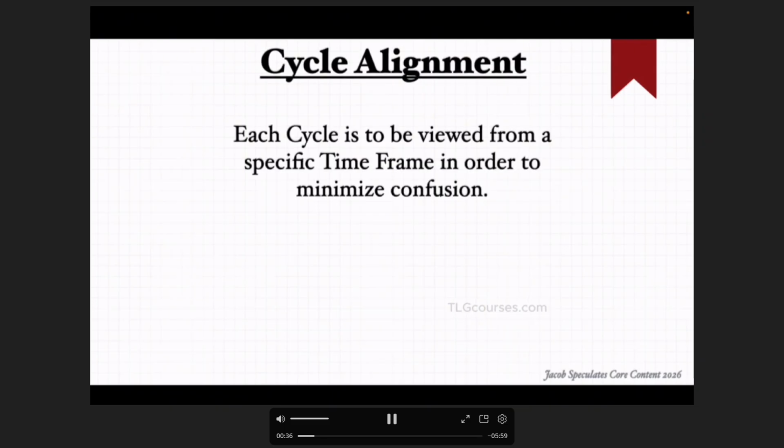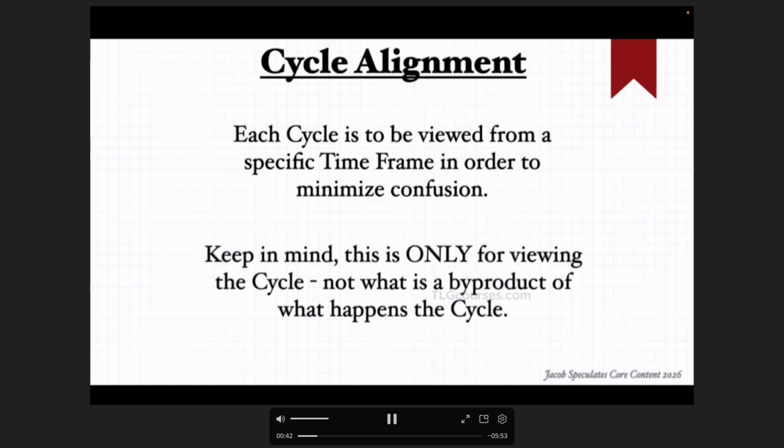Each cycle is to be viewed from a specific time frame in order to minimize confusion. And keep in mind, this is only for viewing the cycle, not what is a byproduct of what happens on the cycle. So it's extremely important to understand which time frame to use when viewing each cycle. This matters for things later down the line, because certain things come about that you can only see if you are aligned with the proper time frame. Now, if you are looking for things to do after a specific cracking correlation, or whatever you're looking for, appears on a cycle, it doesn't really matter the time frame.